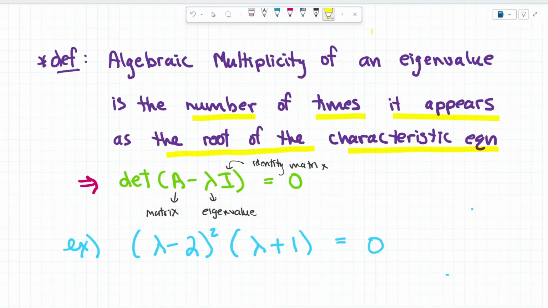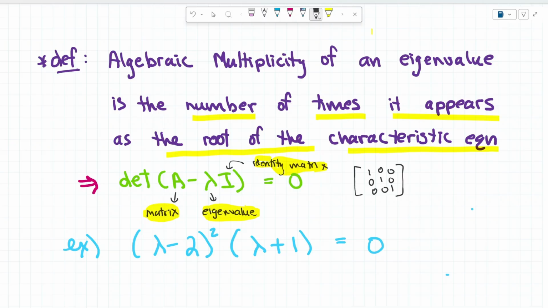Let's break down each of these parts. A is a matrix, our square matrix here. Lambda is our eigenvalue, which is a scalar value. And then I is our identity matrix. An identity matrix is any matrix that has ones down the center and then zeros everywhere else. The trick here is that the size or the dimensions of I have to match the dimension of A.